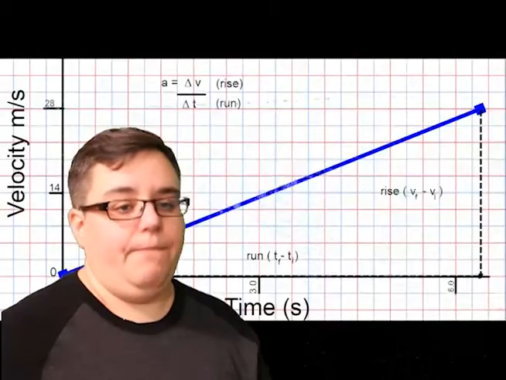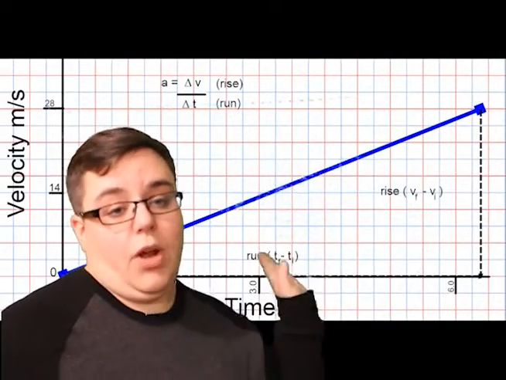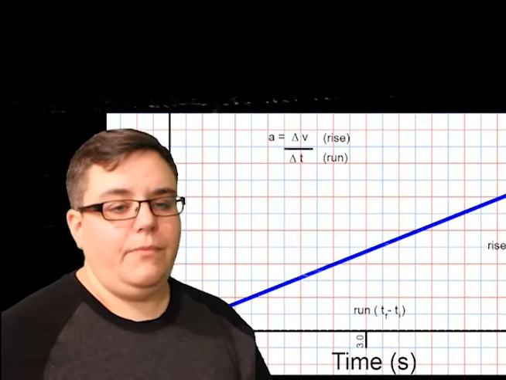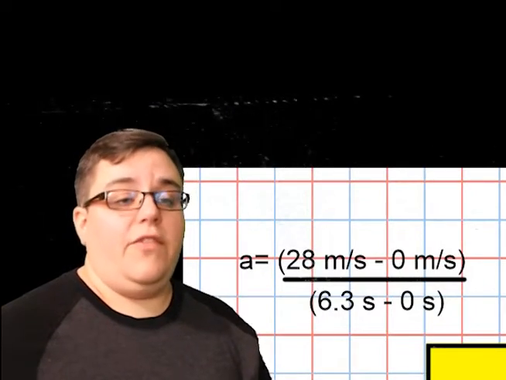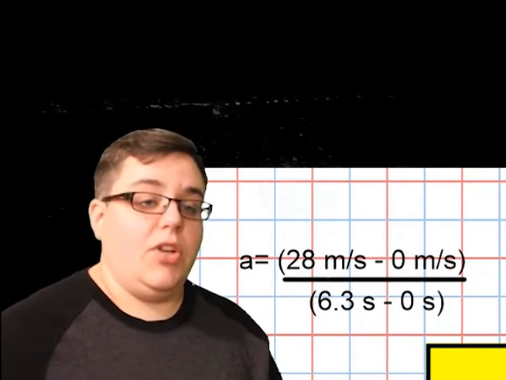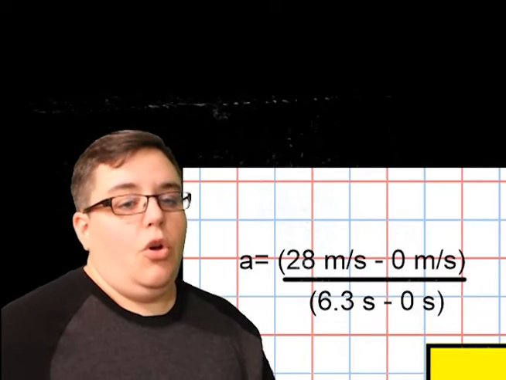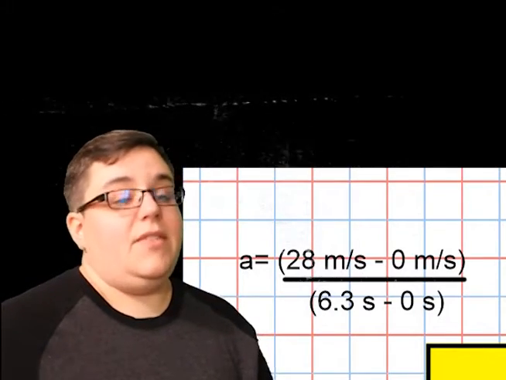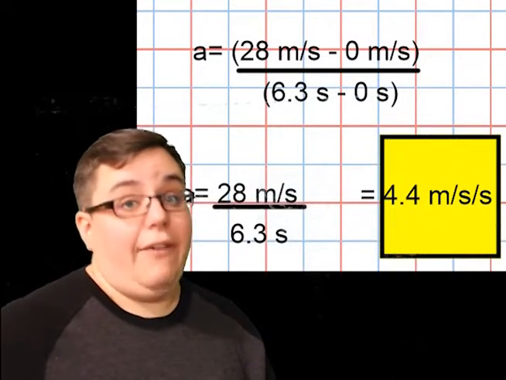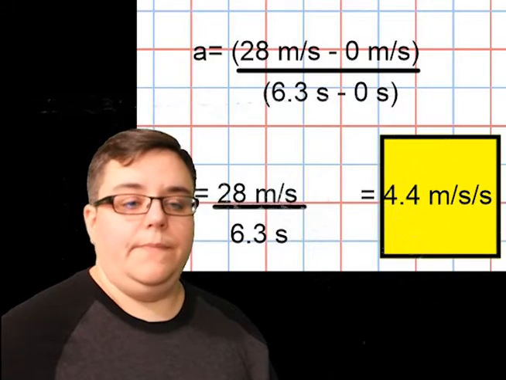Here's the calculation. First, rise over run is VF minus VI divided by TF minus TI, which as a formula is written as a equals delta V over delta T. If we plug the numbers in for final velocity minus initial velocity over final time minus initial time, it looks something like this. When we use the order of operations and solve the equation like this, the Aston Martin is in fact accelerating at 4.4 meters per second squared.